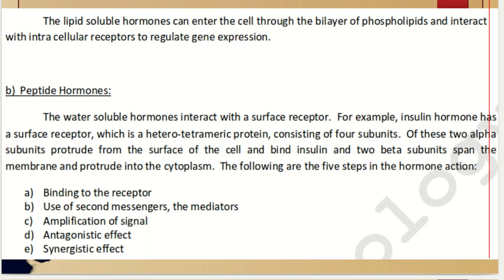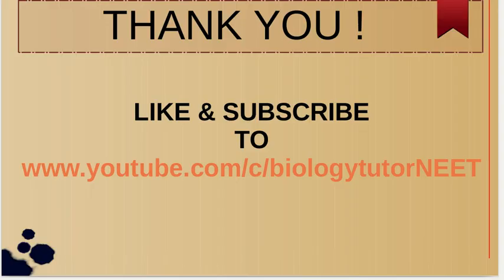The 5 steps in the hormone action are binding to the receptor, use of the second messengers or mediators, amplification of signal, antagonistic effect, and synergistic effect. These are the 5 steps in the action of a hormone.